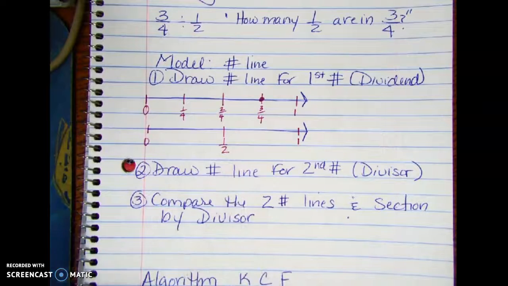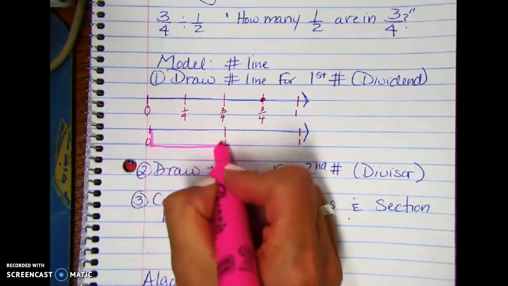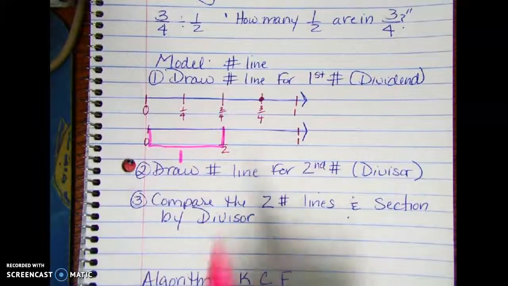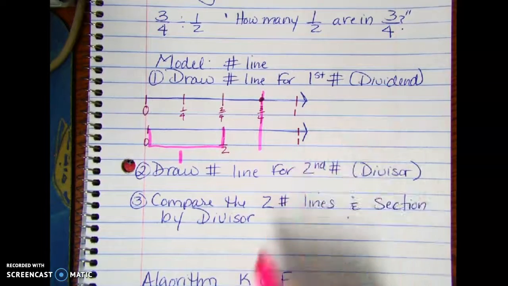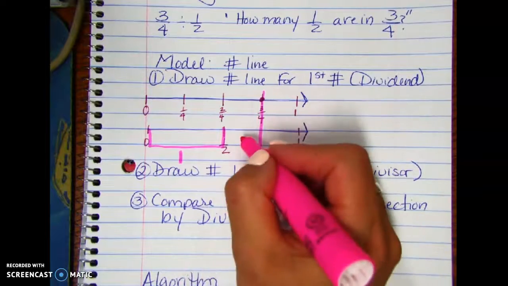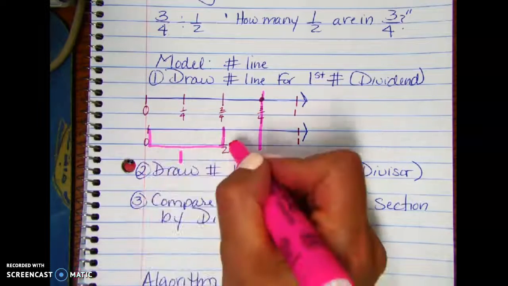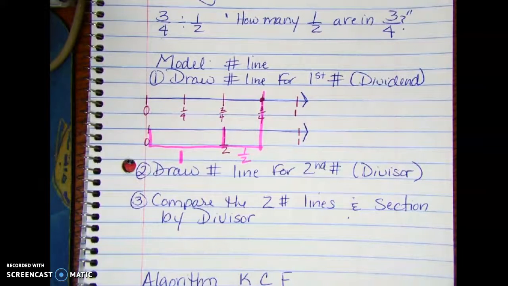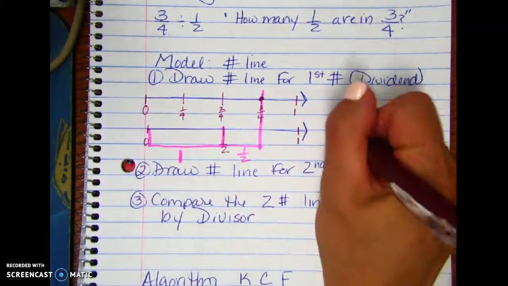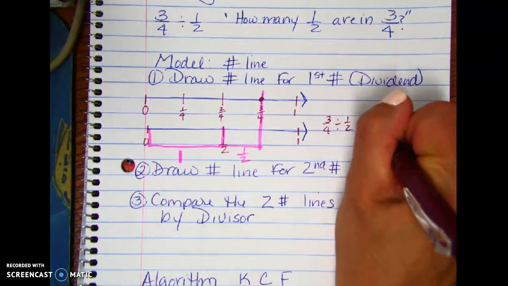Now it says compare the two number lines and section it off by your divisor. So I have to find each half. I'm going to section this off. That's a half, so that's 1/2. And then here is where my 3/4 is, and that's where I end. Well, this is half of my first section, so that would be 1/2. So 3/4 divided by 1/2 equals 1 1/2.